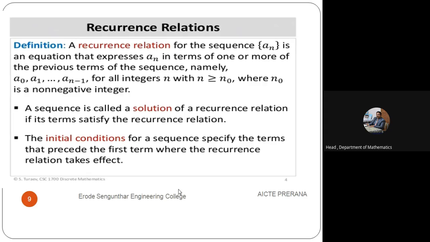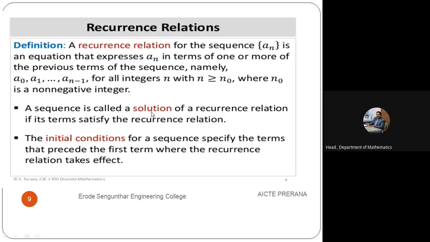The next important topic is recurrence relations. We see the definition of recurrence relation. The recurrence relation for the sequence an is an equation that expresses an in terms of one or more of the previous terms of the sequence, namely a0, a1 up to an minus 1, for all integers n with n greater than or equal to n0, where n0 is a non-negative integer. That is, any equation that expresses an in terms of the previous terms of an is called a recurrence relation.